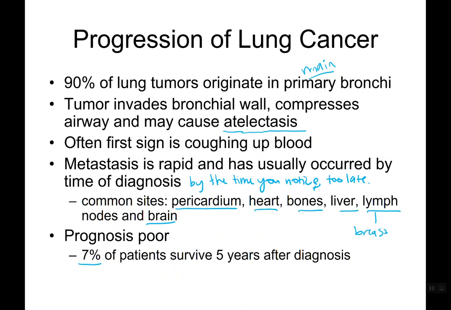So 7% of patients survive 5 years after diagnosis. There are rare cases where people go into remission and remain that way, but because this is a cancer that's primarily linked to habit rather than a cancer of accident, it can be really hard to get these people to stop smoking and stay quit, so it tends to recur.